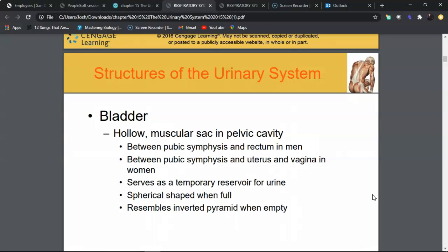Okay. The bladder itself is anatomically positioned between the symphysis pubis and the rectum in males, and is between the symphysis pubis and the uterus in females. Okay, it is termed or coined the temporary reservoir. So if you were to see that, that would be indicating the bladder. It's normally kind of an inverted triangle or pyramid when it's empty, but it can become spherical or round when it's full.